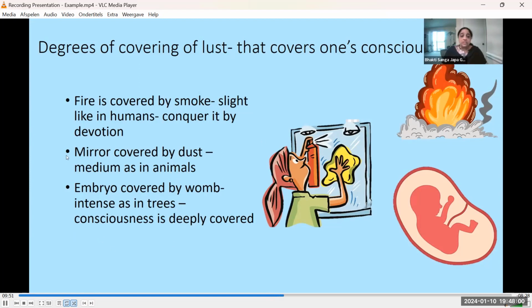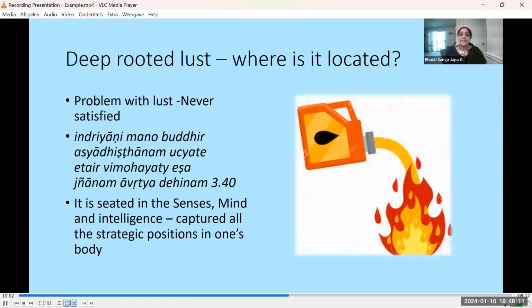One advantage that we can understand from this analogy is that we as human beings have a better chance of taking up devotional service and conquering that lust and engaging in Krishna's service. So that part is very, very promising. However, we see that this lust is a big problem. It is deeply rooted. And how do we conquer lust? Because it appears that lust is never satisfied.